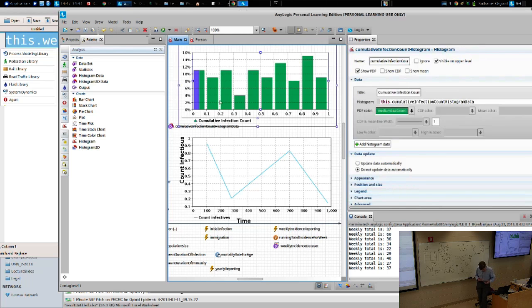Ladies and gentlemen, this is another one of these patterns. It's scattered among several pieces. We're recording at an individual level the number of times someone's infected. We have a variable to do that, and a place it gets incremented. And then we're going to have this histogram chart, and we're going to have an accompanying histogram data.